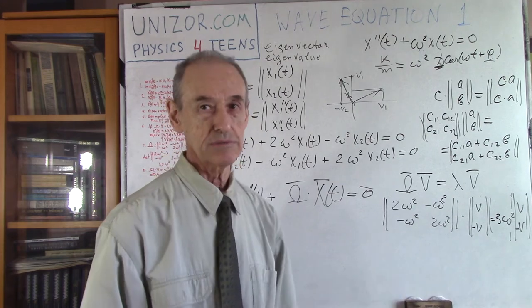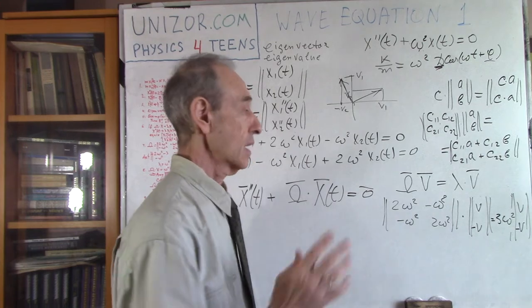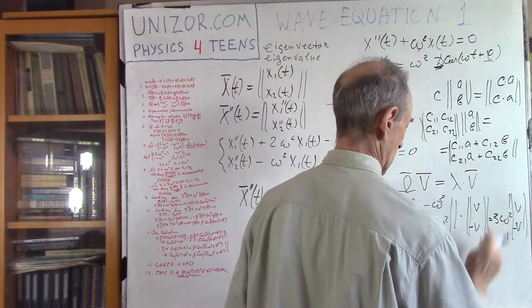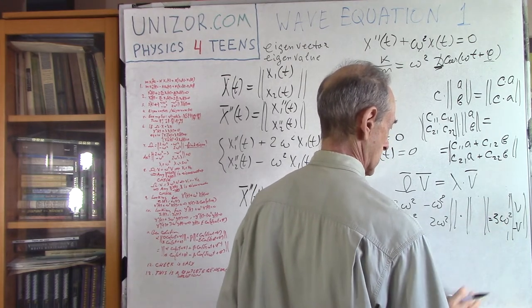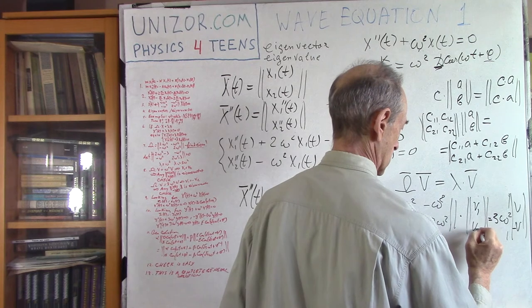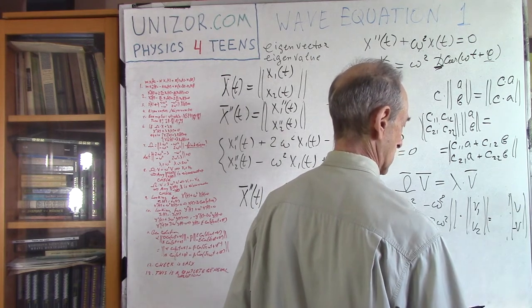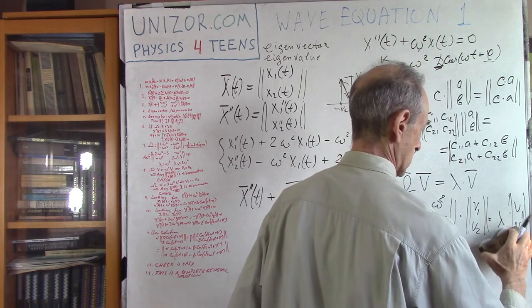How did I receive it? How did I guess the answer to this? It's very simple, actually. Let's consider again, this is v1, v2, and this is lambda, and this is v1 and v2.